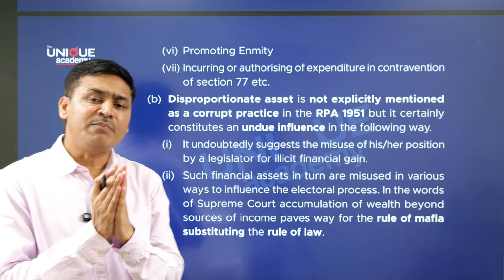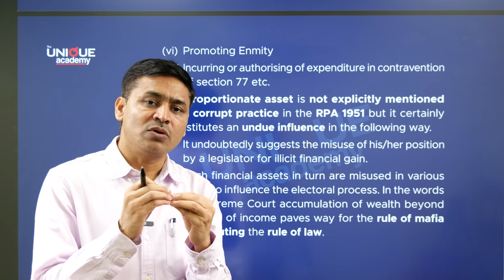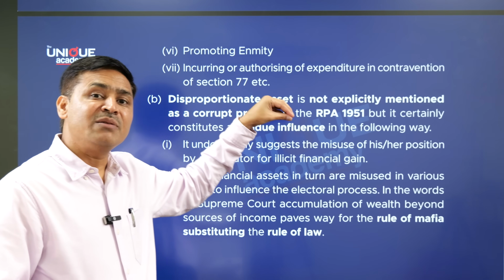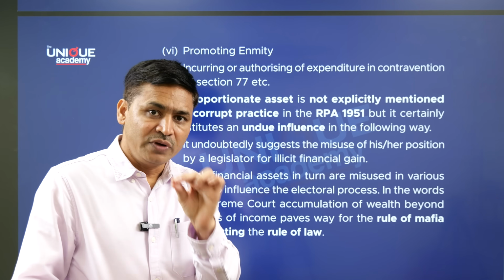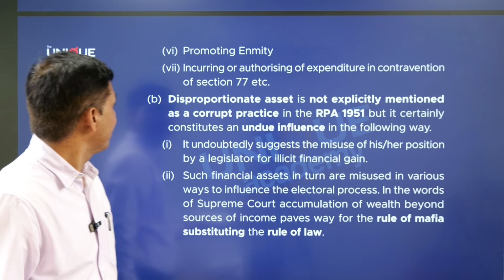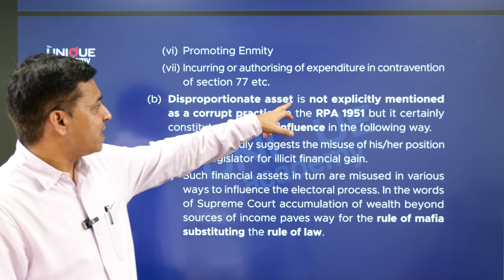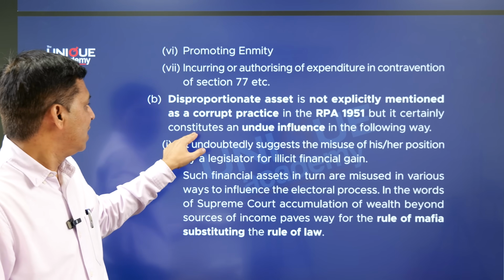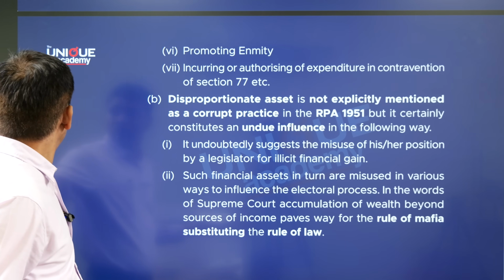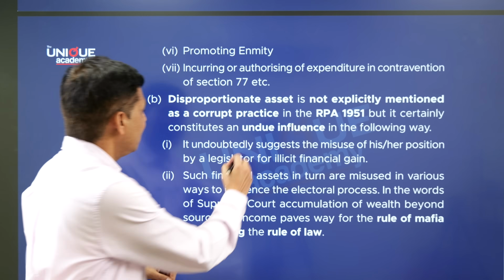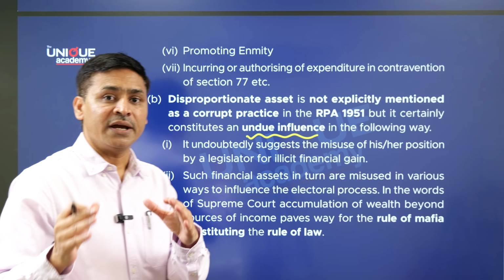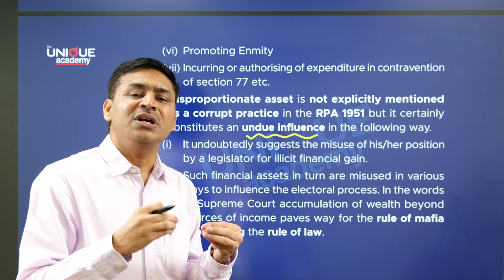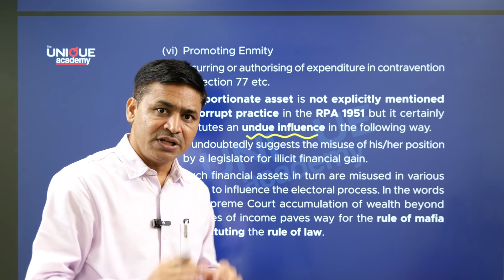I guess the second part of the question expects you to argue. You are supposed to take a position on whether what is asked in the second part constitutes undue influence and subsequently a corrupt practice. Now look at what we have done here. Disproportionate asset is not explicitly mentioned in the Representation of People's Act 1951, but it certainly constitutes, we have very categorically stated this, an undue influence. Why? This follow-up explanation is very, very important. You cannot argue in a very generic manner.